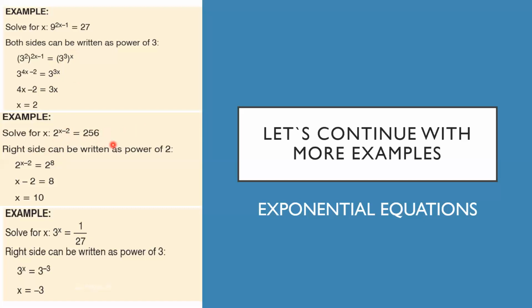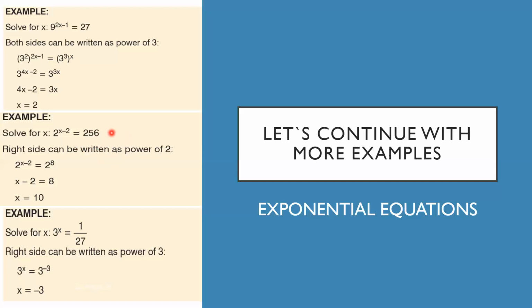So 2 to the power of 0 is 1. 2 to the power of 1 is 2. 2 to the power of 2 is 4. 2 to the power of 3 is 8. 2 to the power of 4 is 16. 2 to the power of 5 is 32. 2 to the power of 6 is 64. 2 to the power of 7 is 128. 2 to the power of 8 is 256.